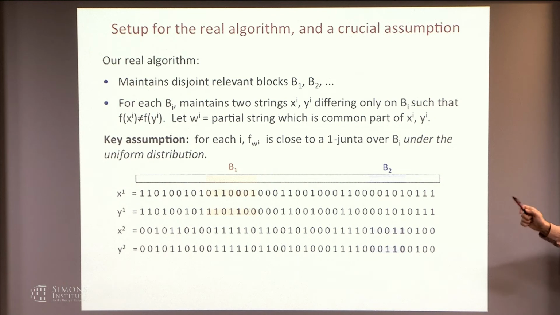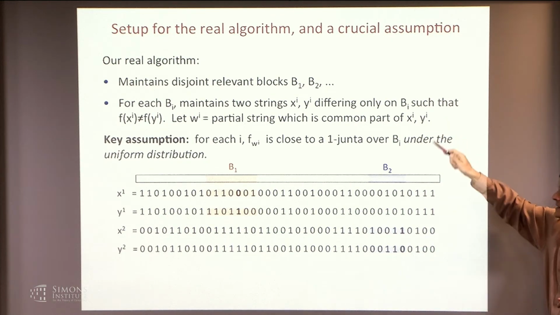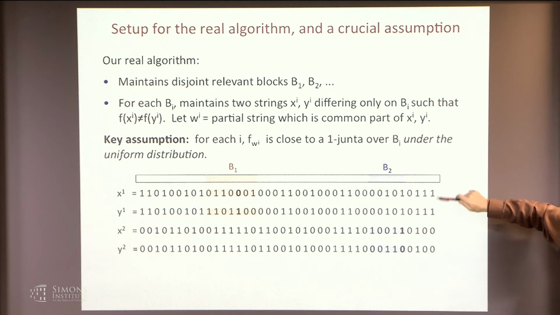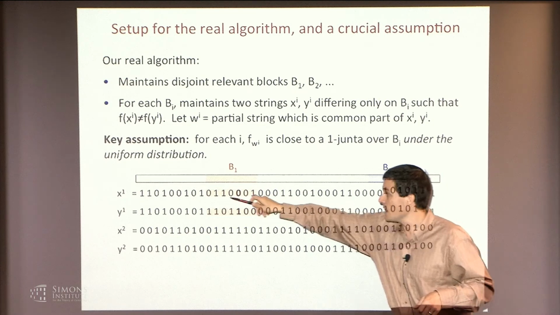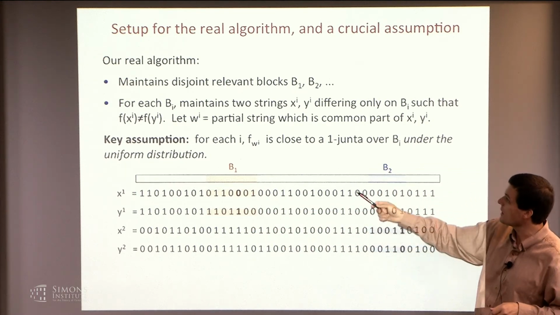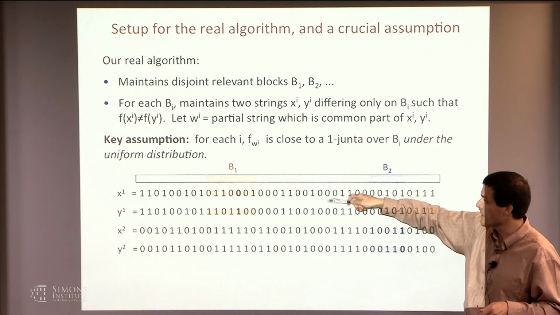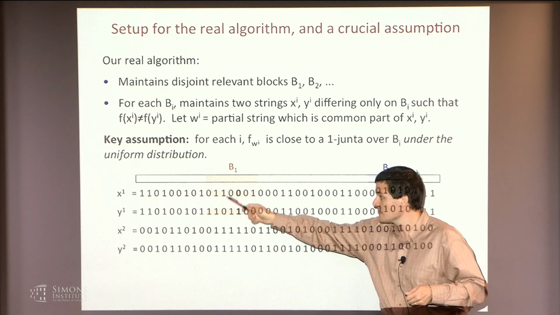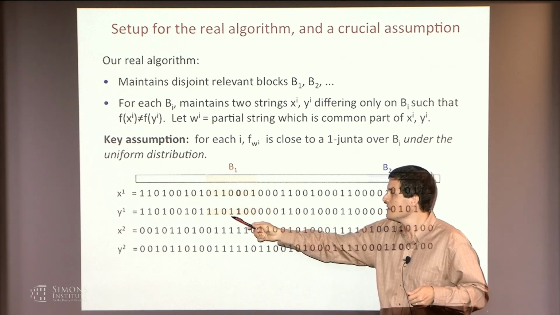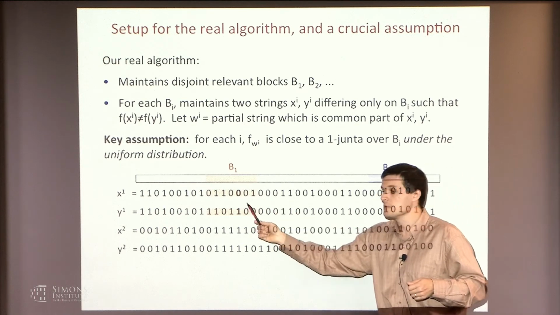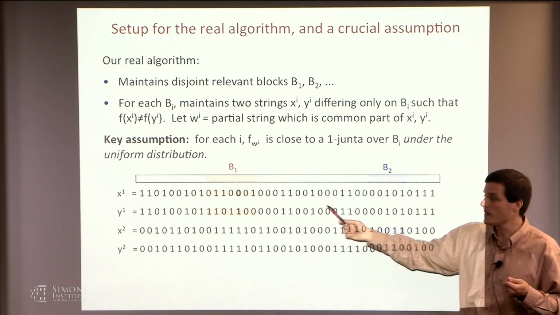For each block, we're going to keep 2 strings, an x string and a y string. And these are the strings which witness the fact that the block has a relevant variable. So if you look at x1 and y1, they match everywhere except on this block. In this block, they're different. Okay? So there's a common assignment outside the block. I call that w_i for x_i and y_i. And f of x is different from f of y. So the existence of these strings x and y, where the function differs and they differ only within this block, tells me there's a relevant variable in that block.